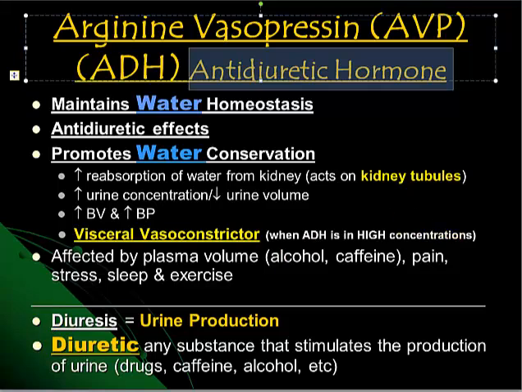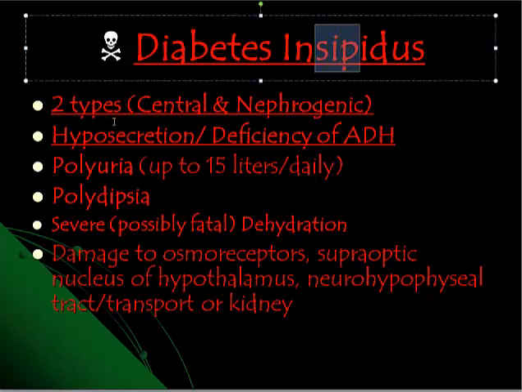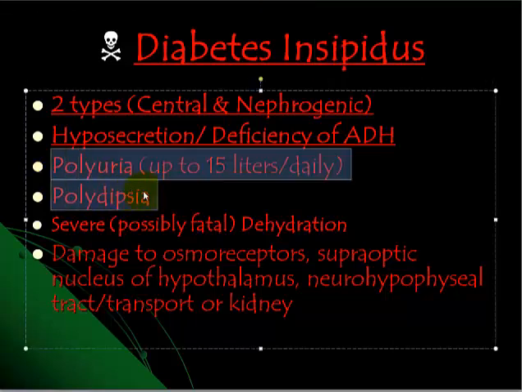There is an endocrine condition related to ADH, and that is known as diabetes insipidus. Think of sip, insipidus. It's water diabetes. There's two P's associated with it, polyuria and polydipsia. Poly meaning excessive thirst and excessive urination.